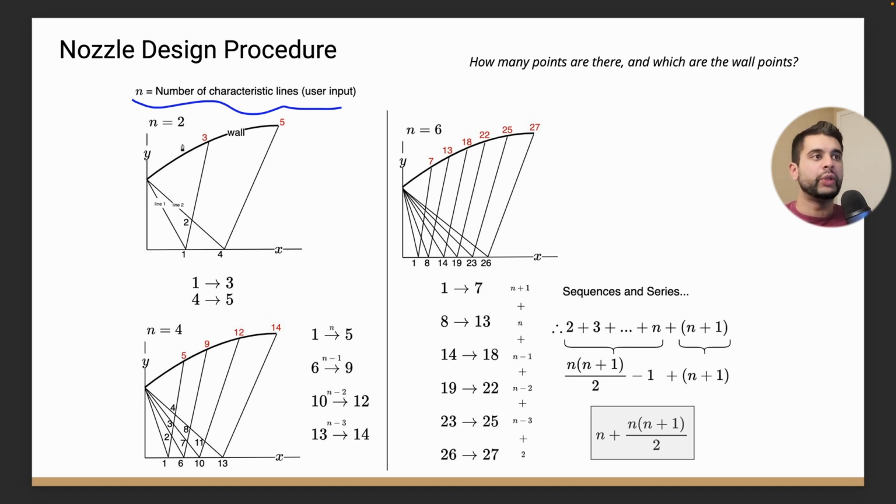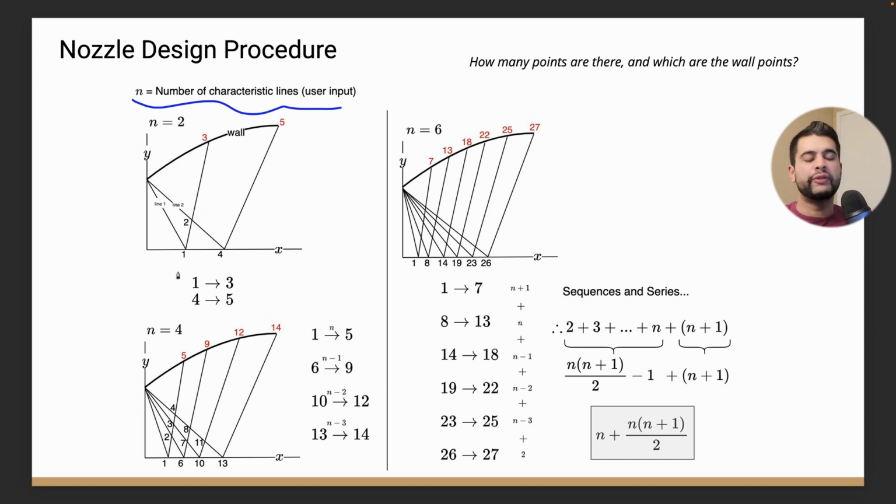Okay, so moving on, we can then characterize our nozzle by the number of characteristic lines. So if you have 2, you will have one line here, one line there, and then you will have one reflection and then a second reflection. So we can say we have points 1, 2, 3, 4, and 5. Where they intersect is very important because you need to actually determine the Mach number there.